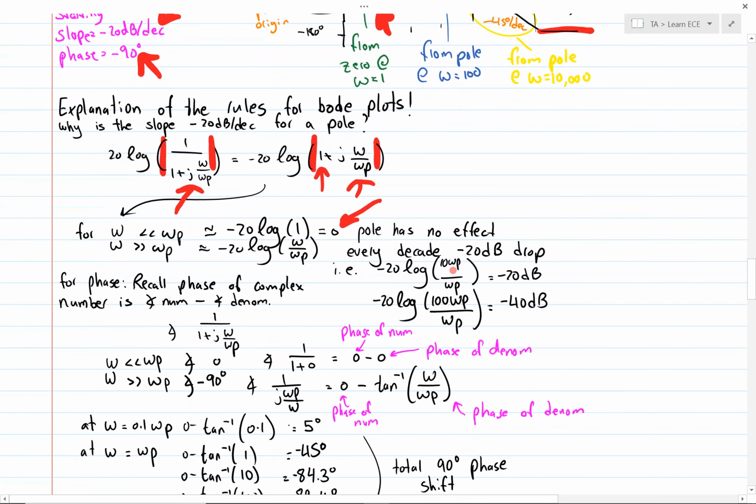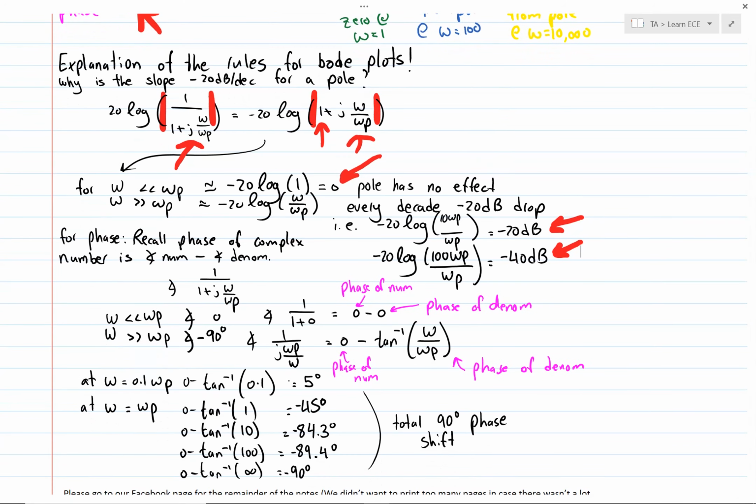Now let's see. If I put 10 times omega p here, I would get minus 20 log of 10, which is minus 20 dB. If I put 100 omega p, I would get minus 40 dB. So you can see that I went up by a decade and my magnitude went down by 20 dB. That's where the minus 20 dB per decade slope comes from. You can do the exact same thing for a 0 and figure it out based on that.